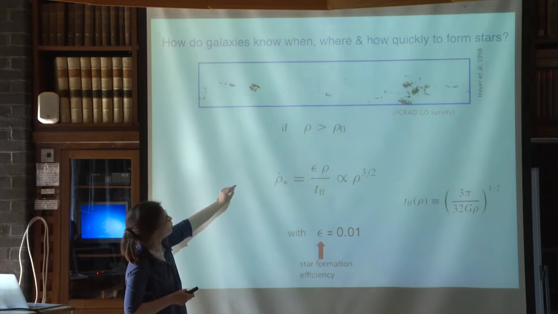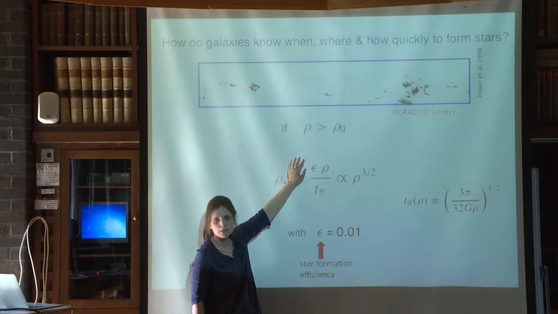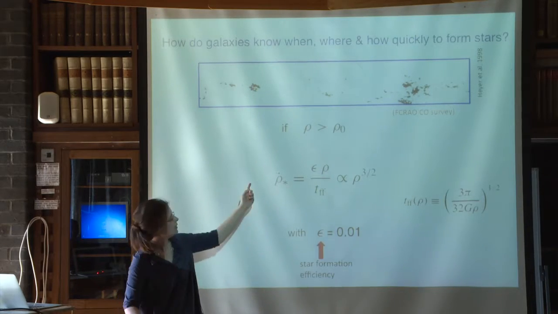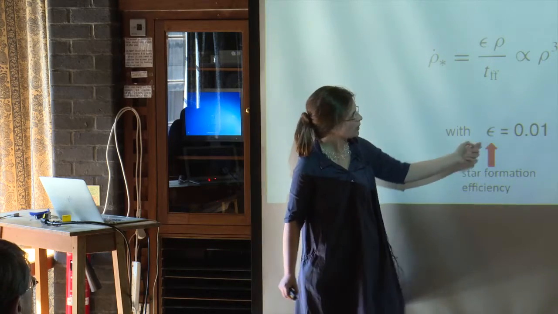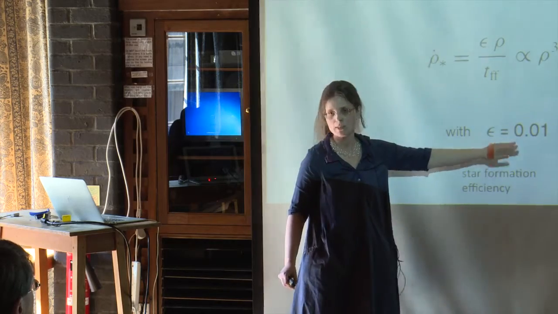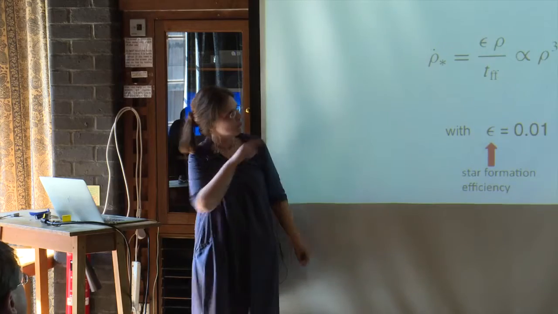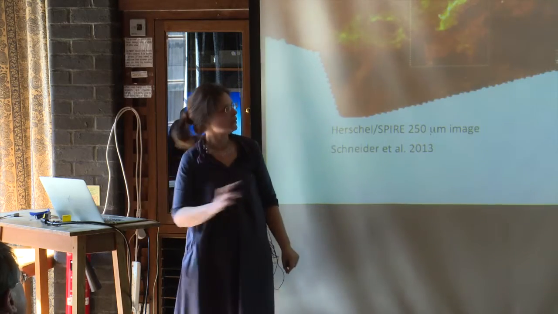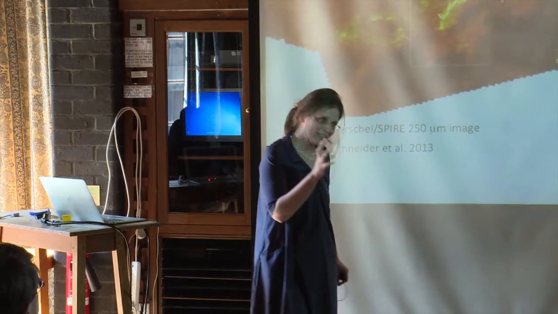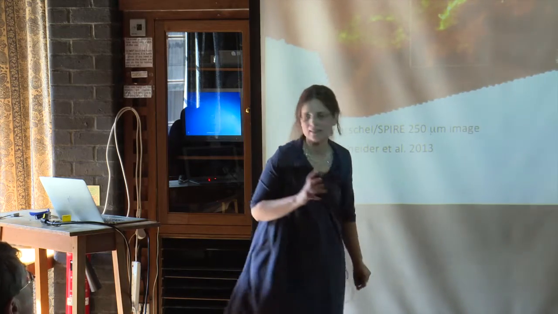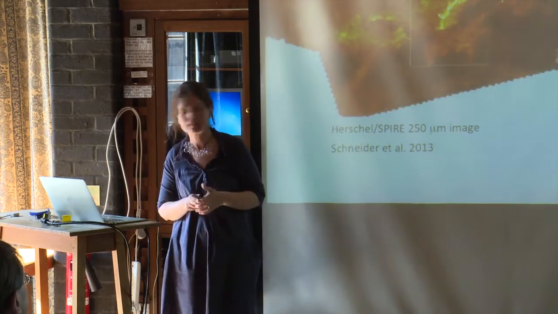So this answers the question where, right? At the high density regions, when a region gets to that high density. And how quickly? Well, it happens at this rate, but not at the free fall time. We want to slow it down. We want to kill it till it's only 0.01 of that. So you could do it that way, or you could try to think about what the molecular clouds are telling us.